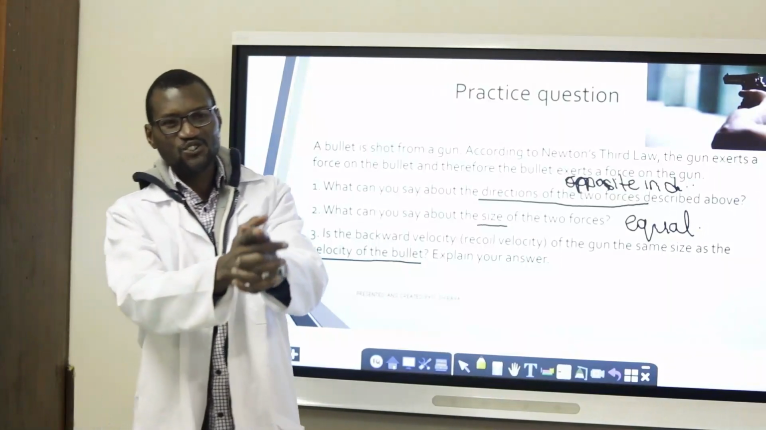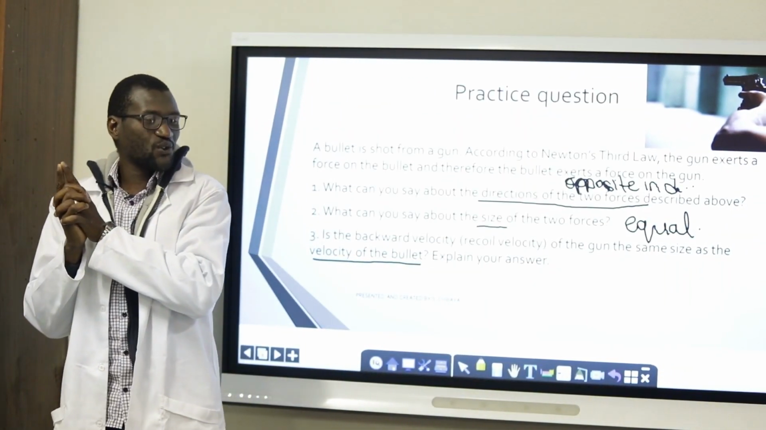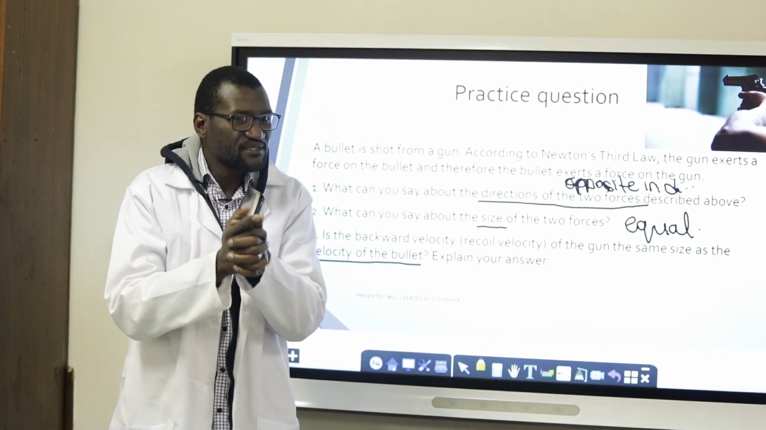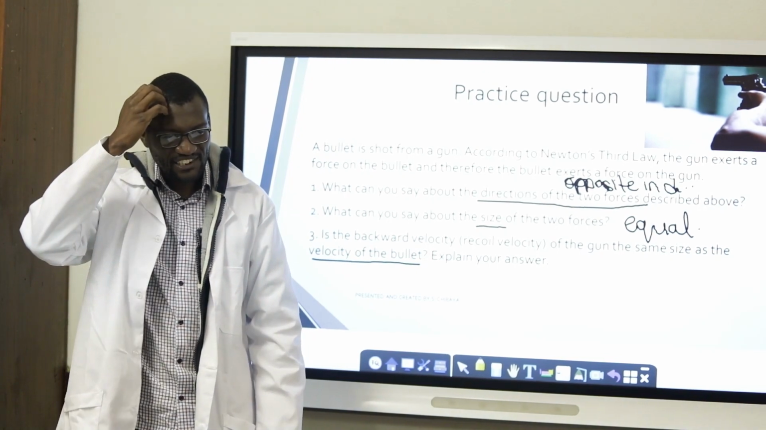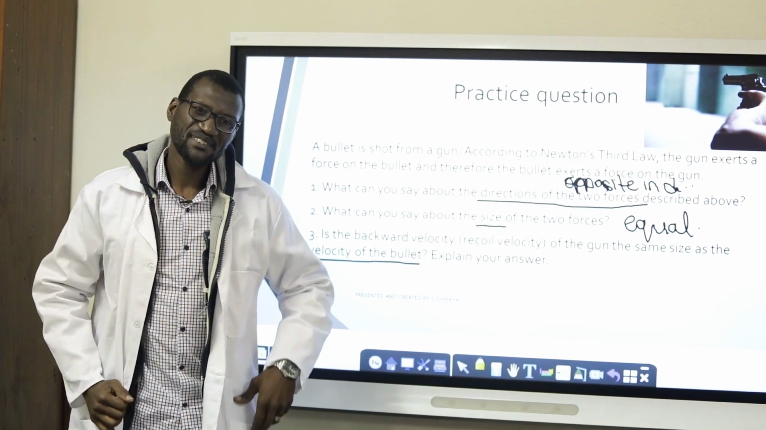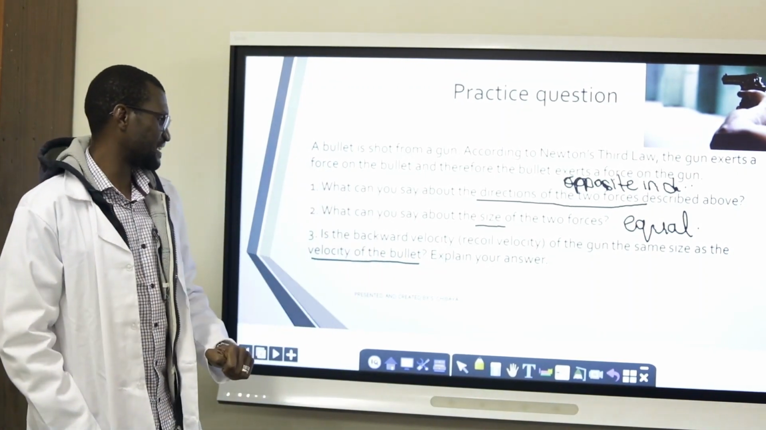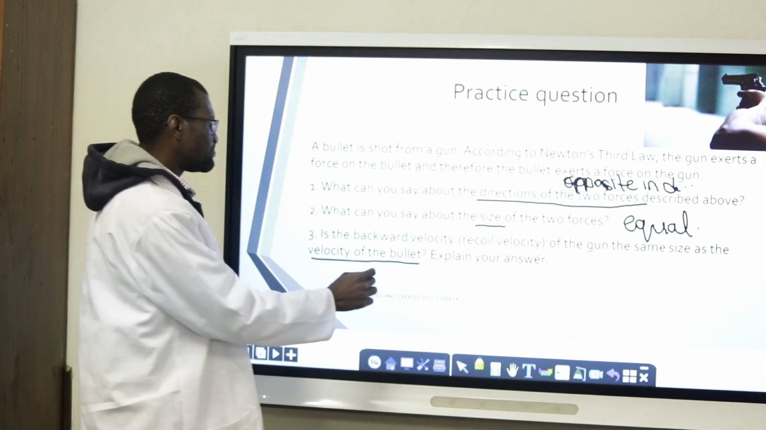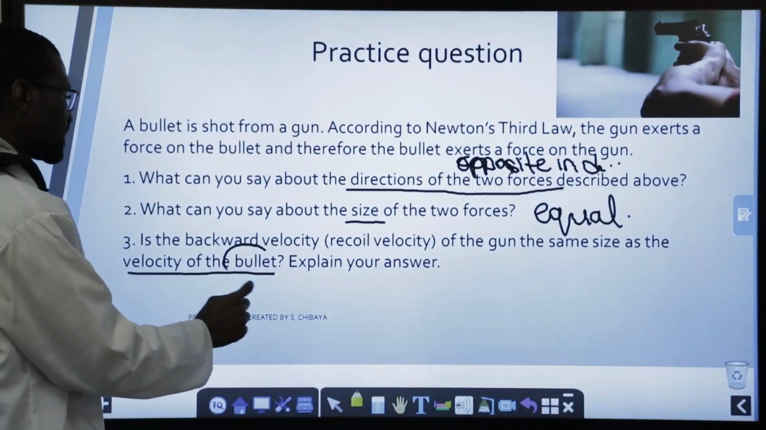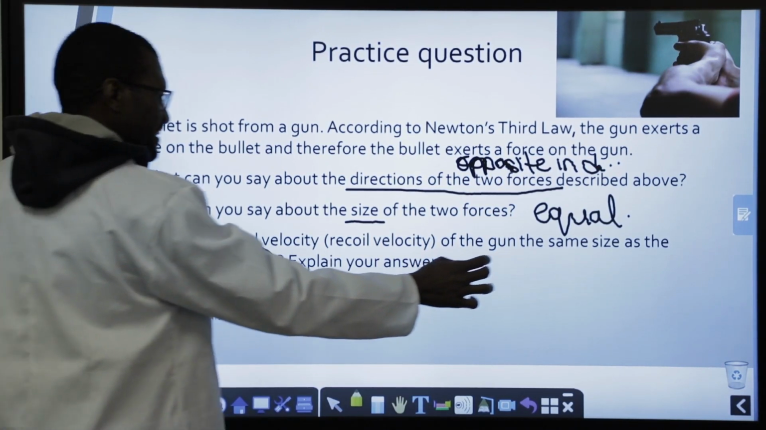So the bullet has been shot. Is the velocity of the gun going to be equal to the velocity of the bullet? It's something that we can scratch our heads about. Absolutely not. Something is faster than the other. What is faster? The bullet is faster. It's got a greater velocity than the gun.